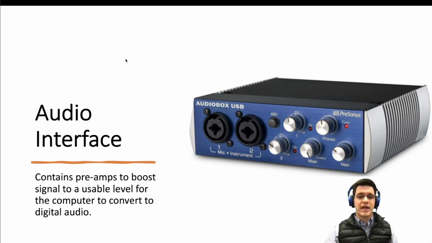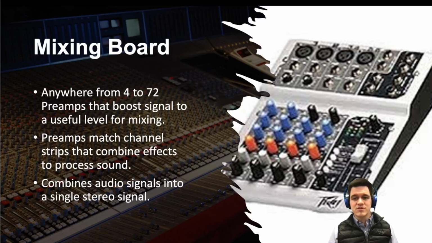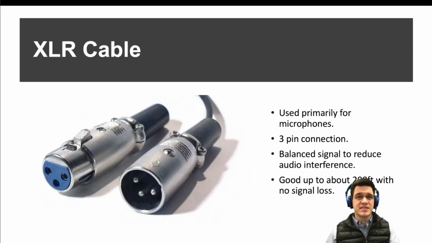So you'll see the preamps are actually this area and this area, controlled with gain knobs here on this particular model. Mixing boards often have preamps, anywhere from 4 to 72 of them, depending on how powerful the mixing board is. The preamps will then be matched with channel strips to provide effects to the signal. And mixing boards also combine all those signals down into two basic channels, a left and a right channel. Cables that you might need.